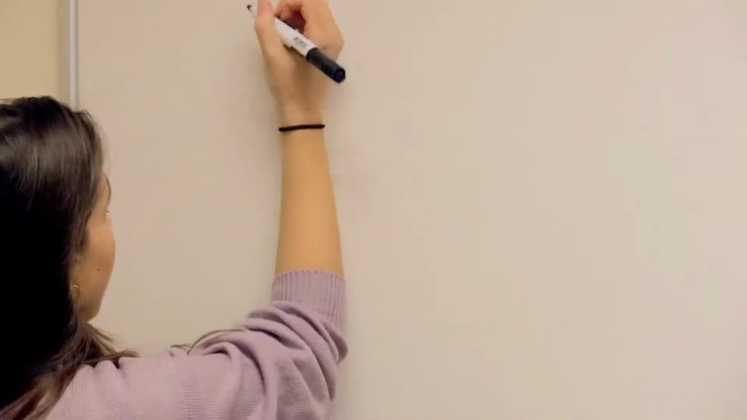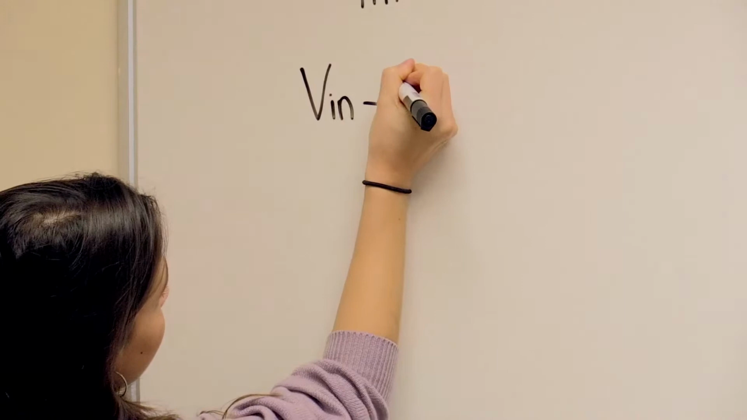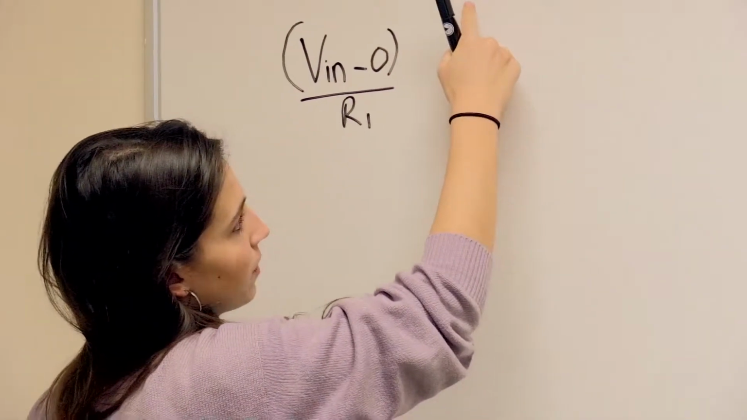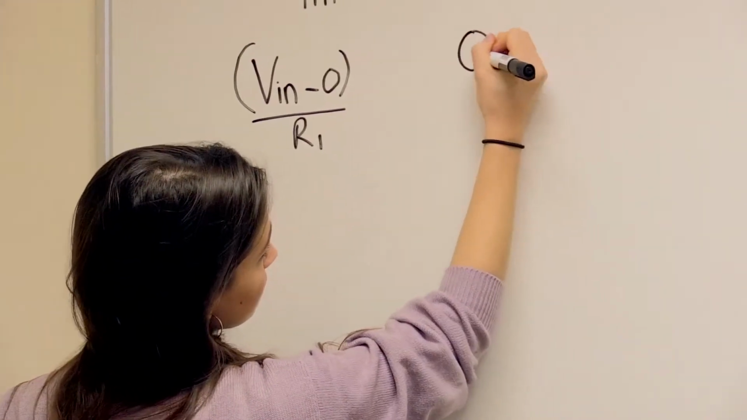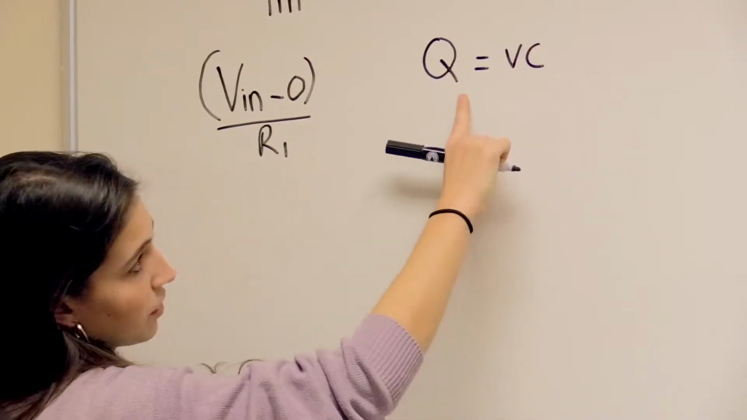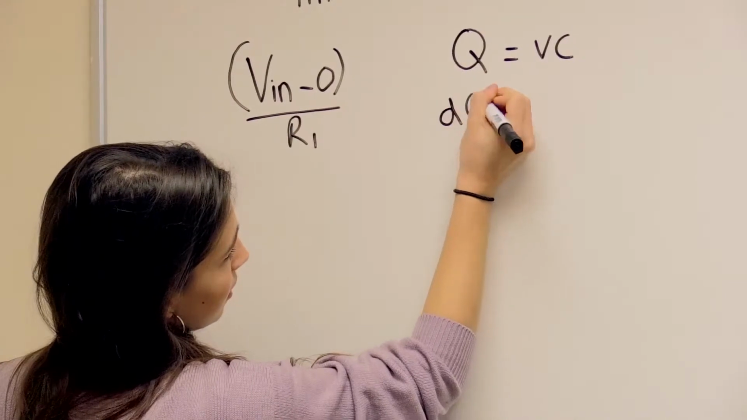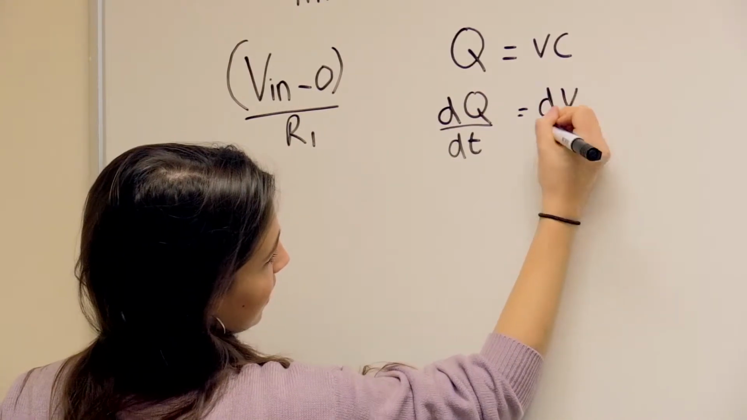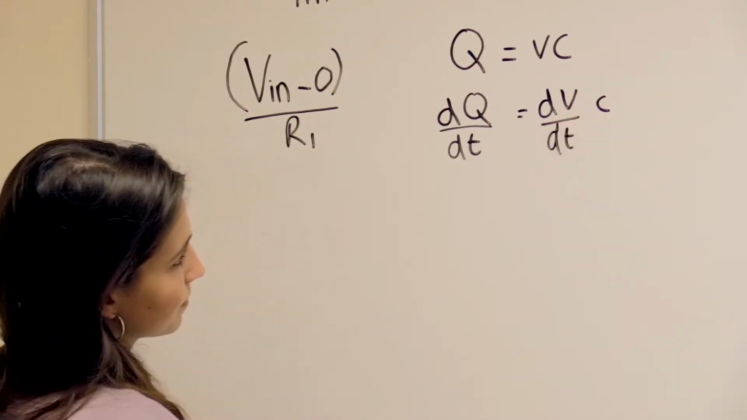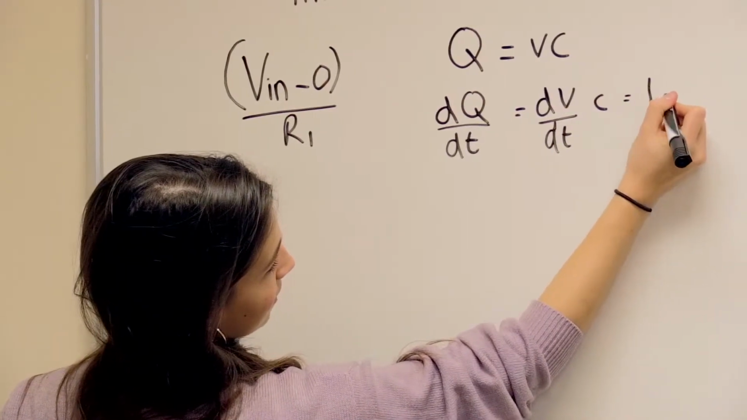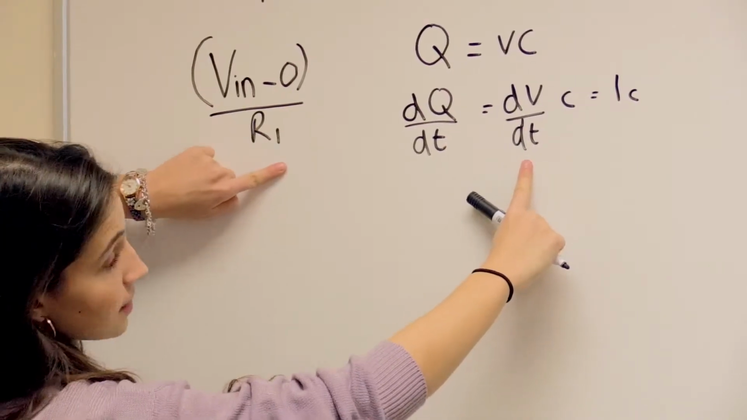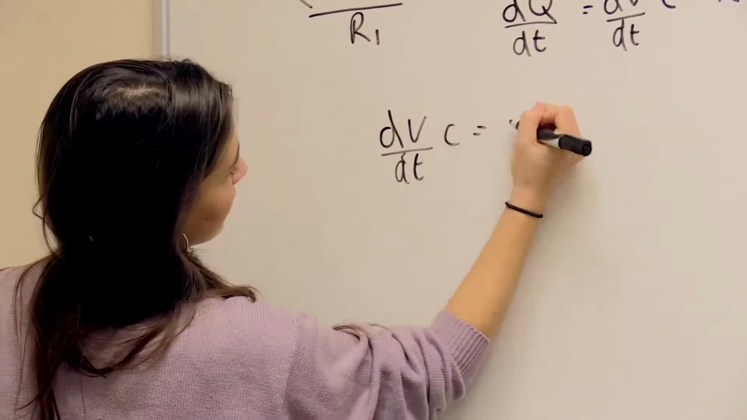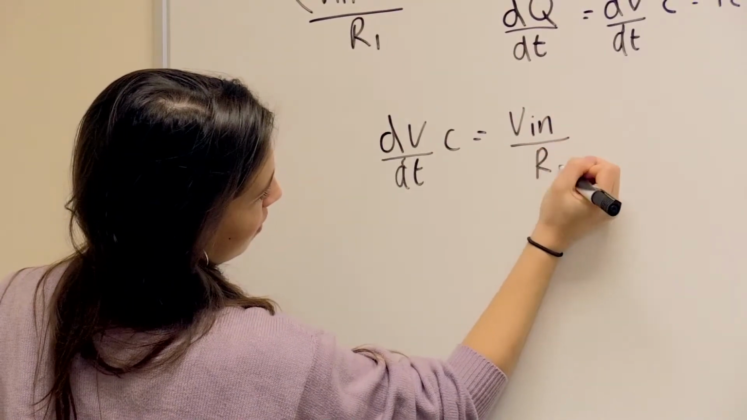But what is I in? So I in is V in minus 0, the potential across the first part of the circuit, over R1. And what is IC? Well, if you recall that for a capacitor, Q equals VC, where Q is charge, then dQ by dt, which is current, will equal dV by dt C. So that is equal to IC. Now, both of these things are equal to one another, so let's equate them. So we've got dV by dt C equals V in over R1.